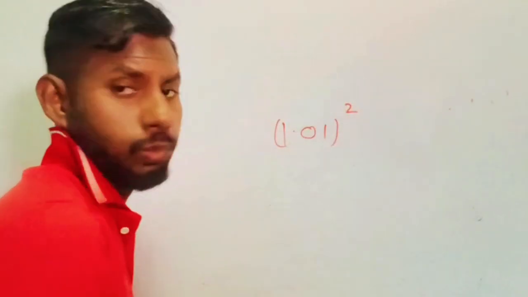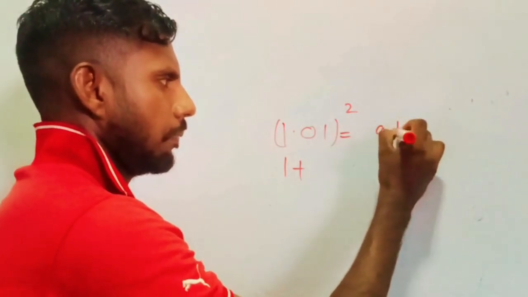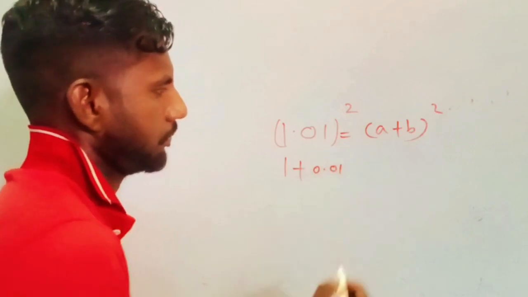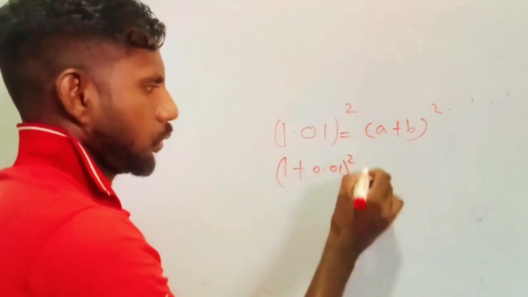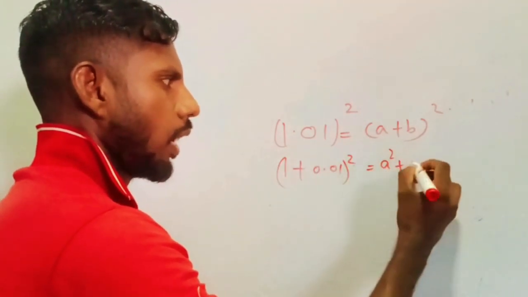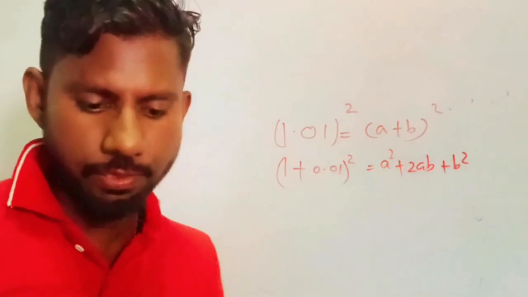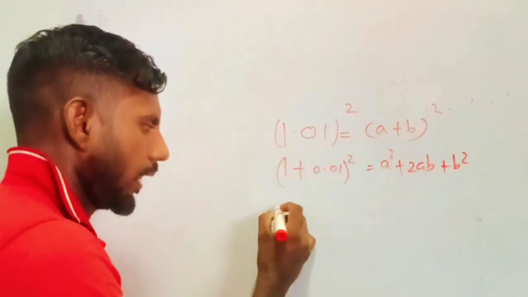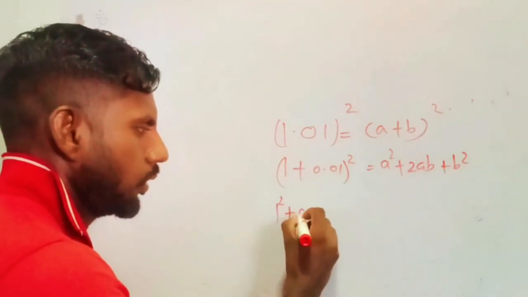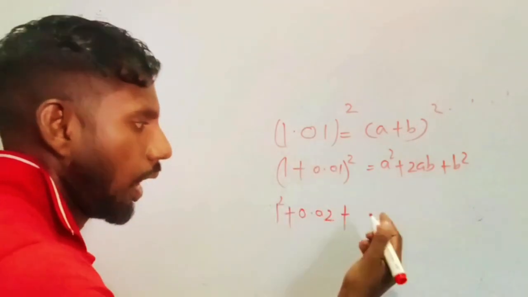1.01 squared. We can simplify it like this, using the a plus b squared method. So it's 1 plus 0.01, squared. Here we can take it as a squared plus 2ab plus b squared. So we are applying the very same method. I get 1 squared plus this one into 2, so 0.02, plus 0.01 squared.